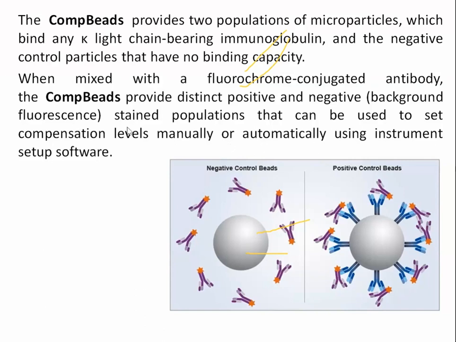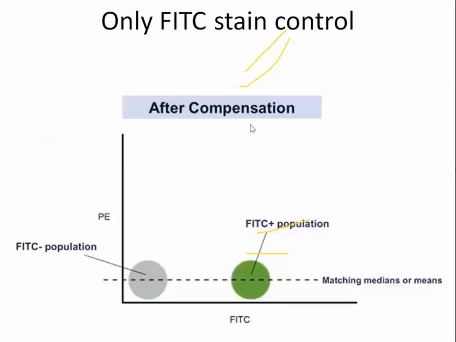So when mixed with the fluorochrome-conjugated antibody, the comp beads provide distinct positive and negative stained populations that can be used to set compensation levels manually or automatically using machine setup. Okay, this is about beads. Now, for example, how this is done.